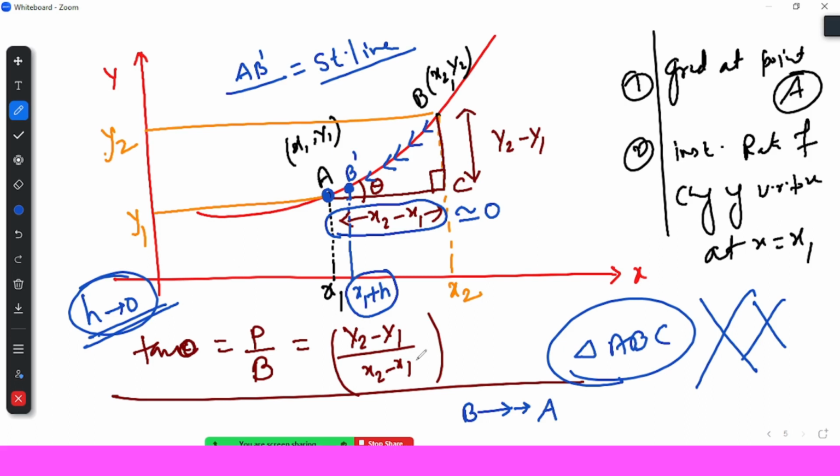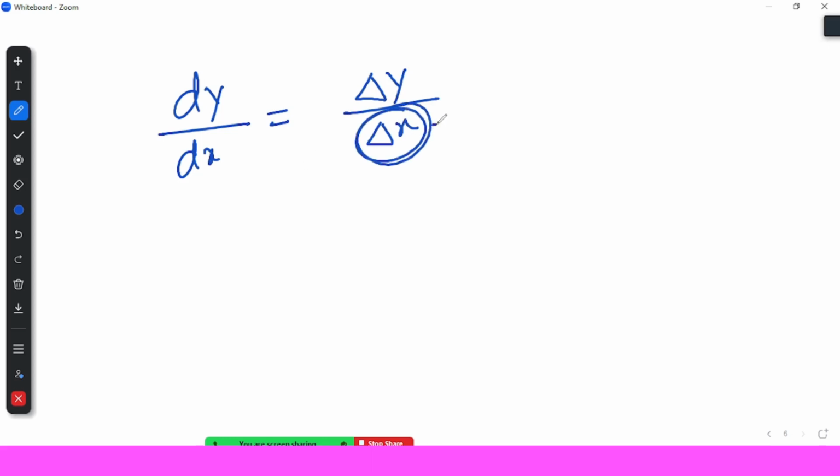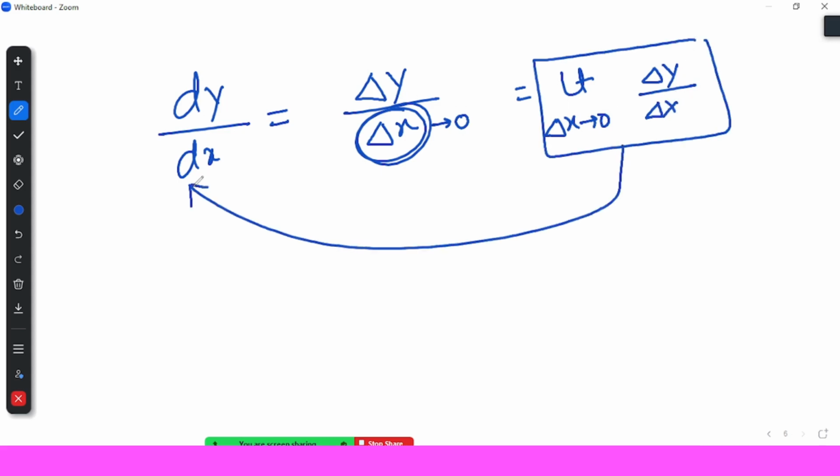So in that case, when x2 minus x1 becomes near about 0, whatever the change in y, then see, here delta x should be 0. In that case, this is called dy upon dx. Are you getting my point? So what we have studied, dy upon dx is nothing but delta y upon delta x, where this delta x should be approximately 0, or you can say limit delta x tends to 0. This is change in y upon change in x. Yes, Rishit, any doubt?